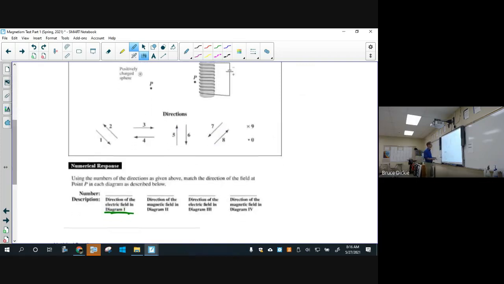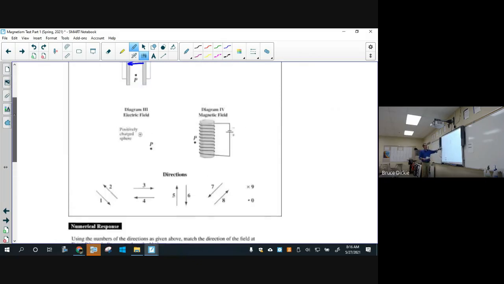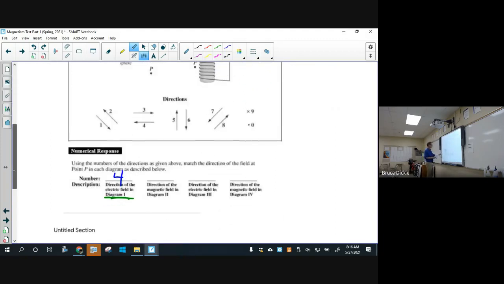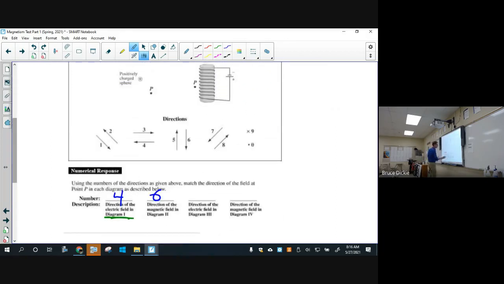So my answer for the first one is 4. My electric field points to the left. Now, the next one is a magnetic field. It's into the page, electrons going into the page, left hand, wire grasp rule, thumb into the page, fingers are going to wrap around like this. So at this point, the magnetic field is going to be pointing downward, which is going to be option 6. So the magnetic field pointing downward, option 6.